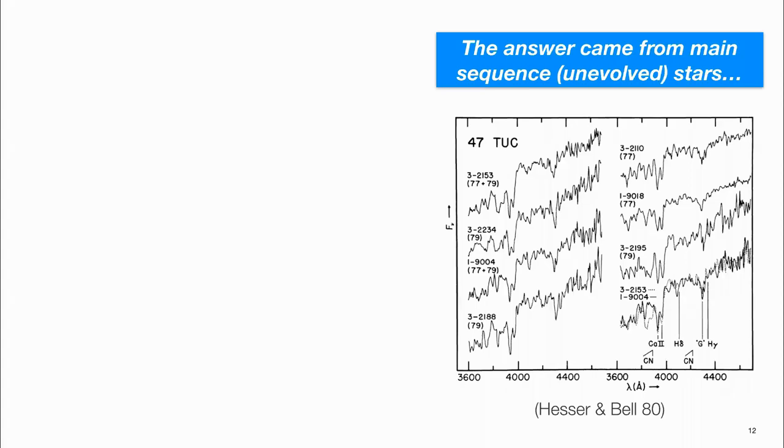Here I'm showing a plot with spectra of the main sequence of 47 Tuc. With the arrows, I'm showing you a molecular band that is a proxy of nitrogen abundance. In yellow, I'm showing you a cluster star with normal nitrogen abundance, and in blue, one that is nitrogen rich. The difference between the two stars can be seen in the lower right panel, in the lower right spectrum. So what does this mean?